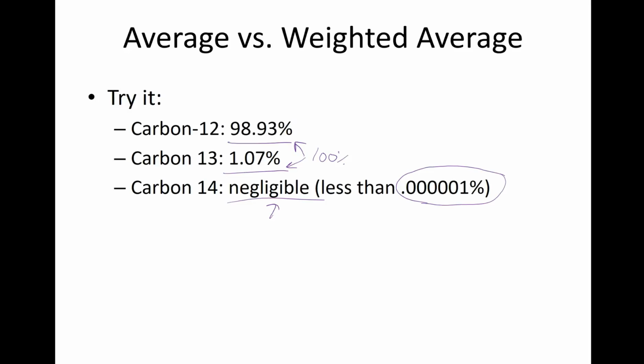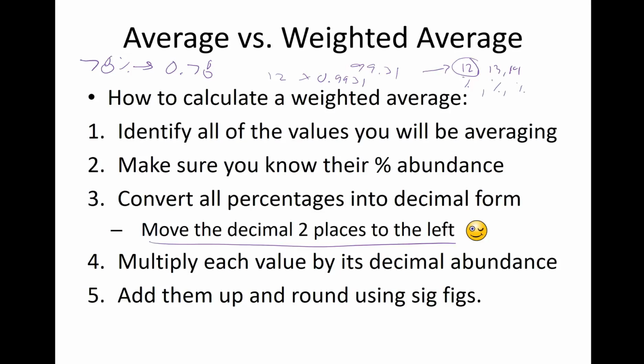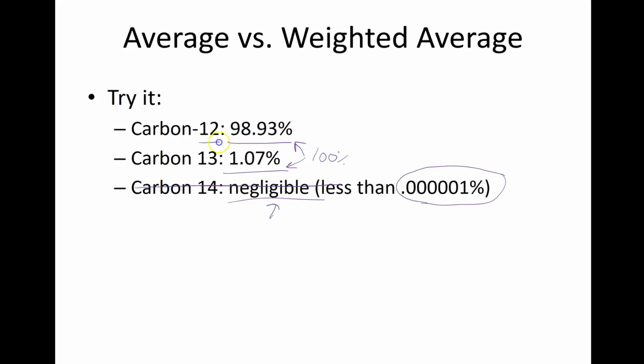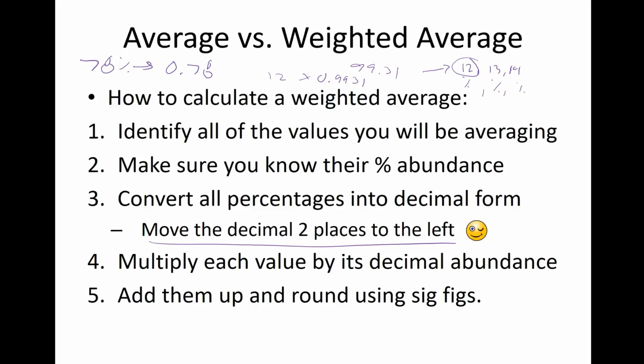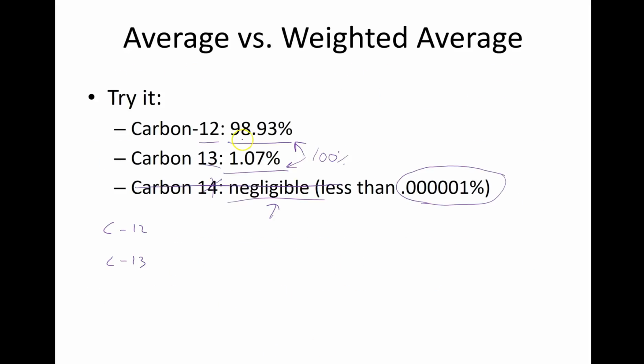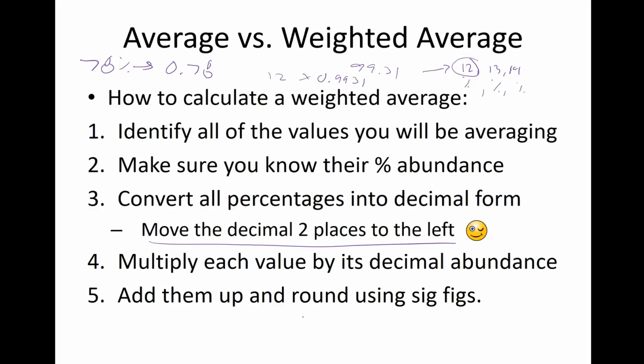So I want to know the weighted average of my 3 isotopes of carbon, where carbon-14 really is negligible. So step 1, if you recall, identify the values we'll be averaging. So it's going to be 12 and 13 in this case, not 14. Carbon-12 and carbon-13. Step 2, make sure I know the percent abundance, 98.93 and 1.07. Step 3, convert all percentages into decimal form.